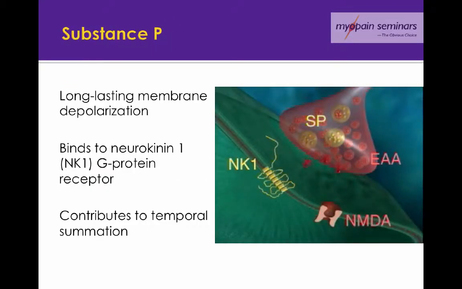Substance P binds to the neurokinin 1 receptor, which is a G protein receptor that initiates second messenger activity. It causes long-lasting membrane depolarization and it contributes to temporal summation, or increased activity over time. And the time may extend beyond the time of the actual noxious stimulation.